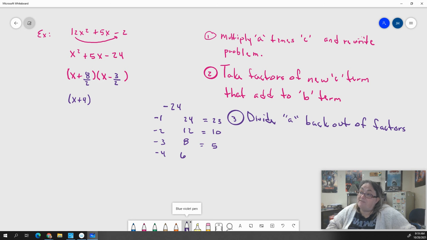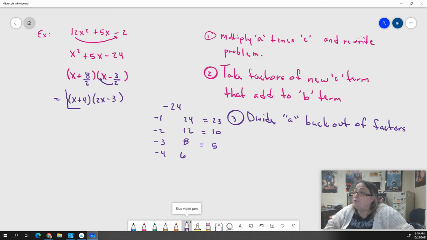Well, 8 divided by 2 is 4, so this one just works, right? X plus 4. But 3 can't be divided by 2. Well, it can be, but it stays a fraction. It's being divided by 2 right there. But since it doesn't divide evenly, I'm going to put that 2 in front of the x, and I will wind up with 2x minus 3. These are our factors.